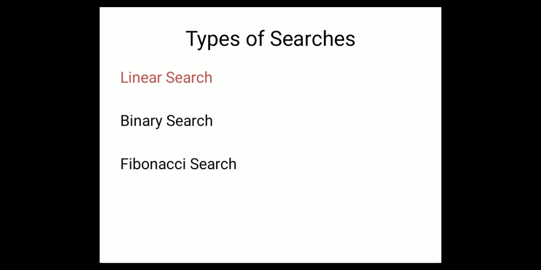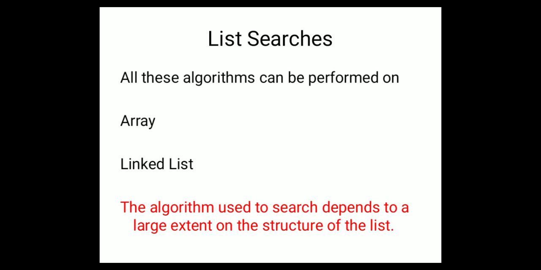There are three types of search operations generally. The first is the linear search, which is otherwise called sequential search. The second is called binary search, and the third is called Fibonacci search. So today we'll learn about linear search.